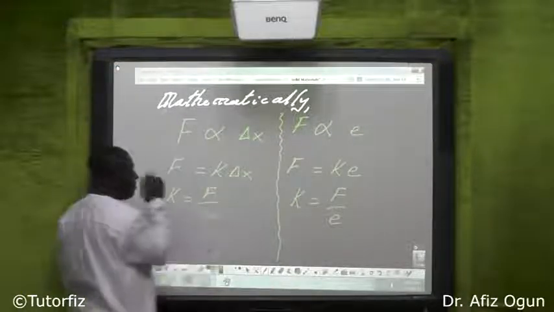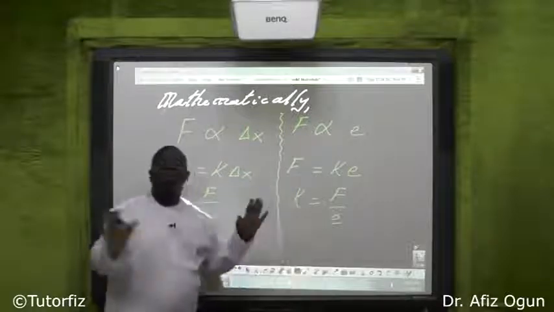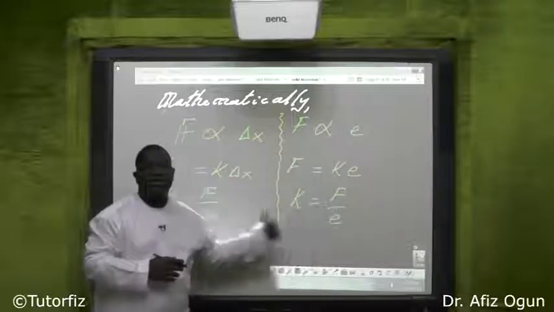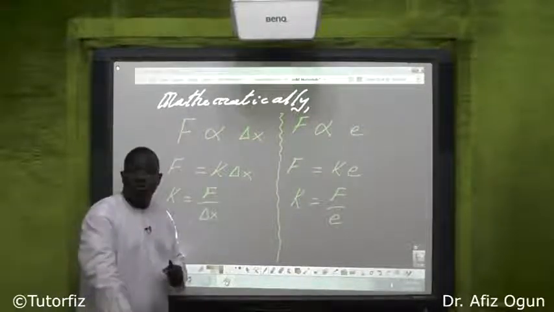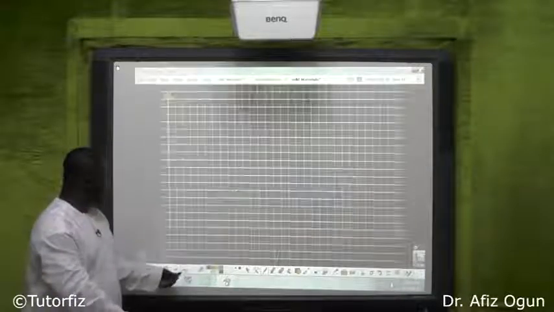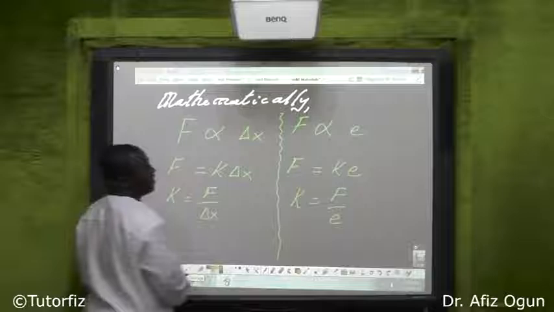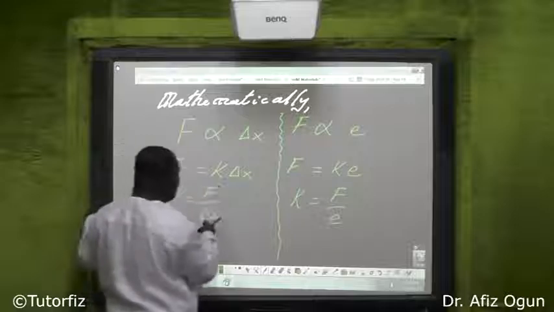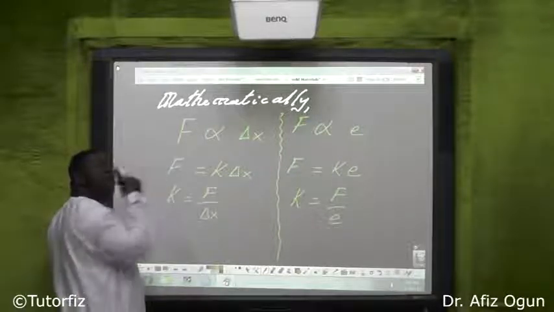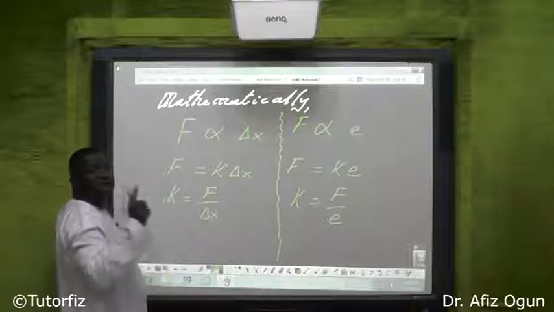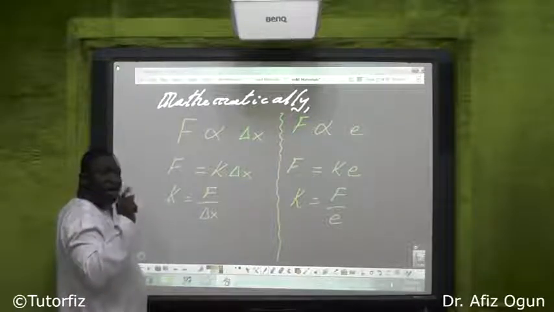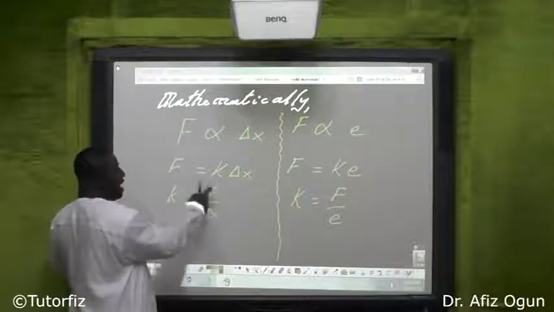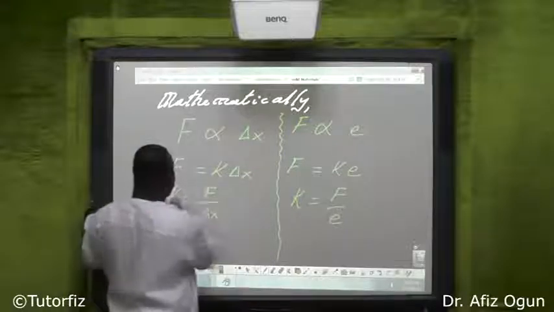Edexcel students will normally represent it like this. If it is represented like this, you have no problem. But if you see it in your exam, we know we are talking about the same thing. Cambridge represents it like this, and Edexcel represents it like that. If we have this, this will tell you that K is a constant, that means anytime I divide F by delta X, I will always get a constant value for a particular sample of a material. So I will always get K.